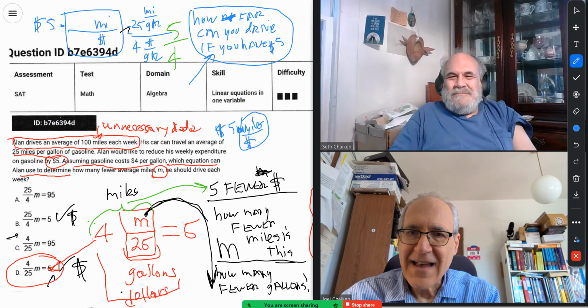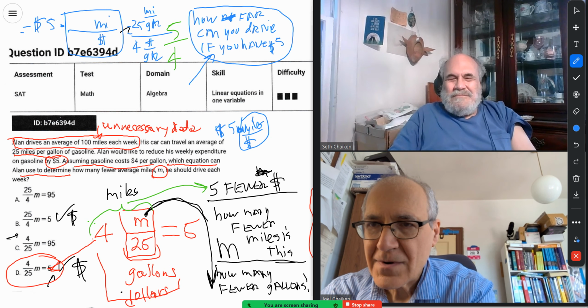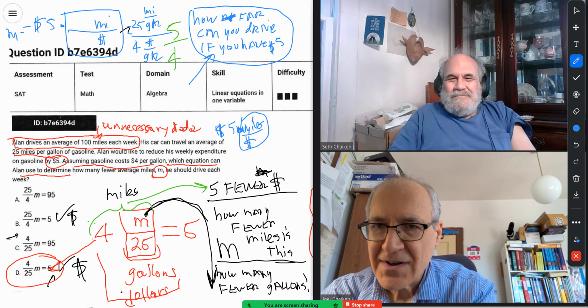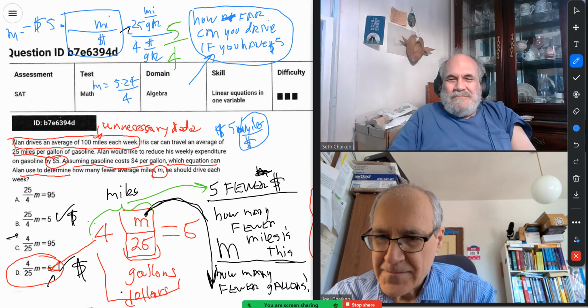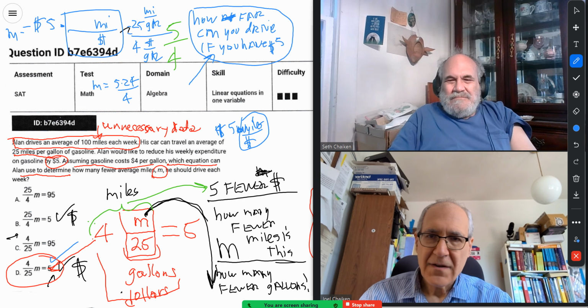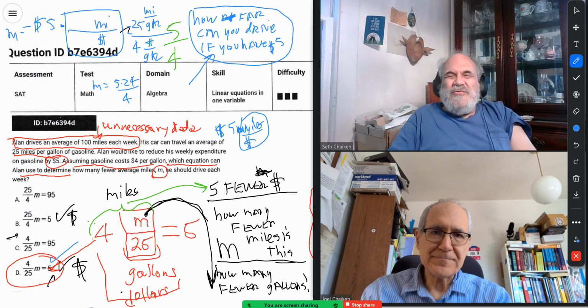So that's it. That's how far you could drive. M is $5 times 25 divided by 4. M is 5 times 25 divided by 4. Notice it's posed this way.